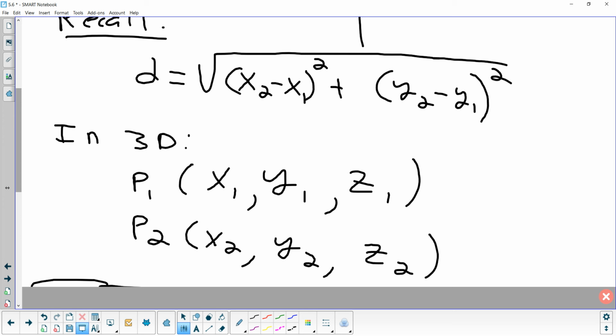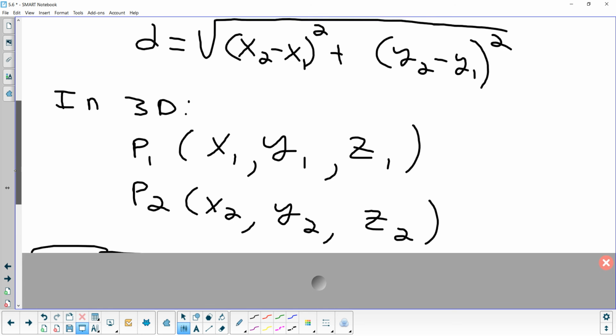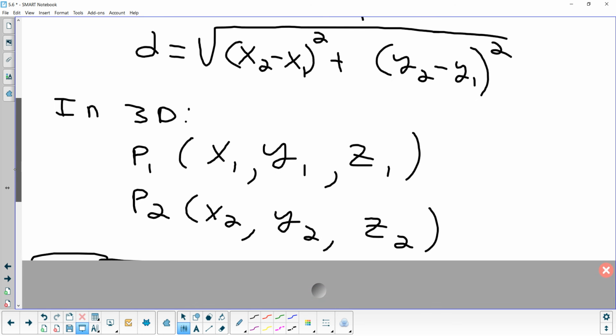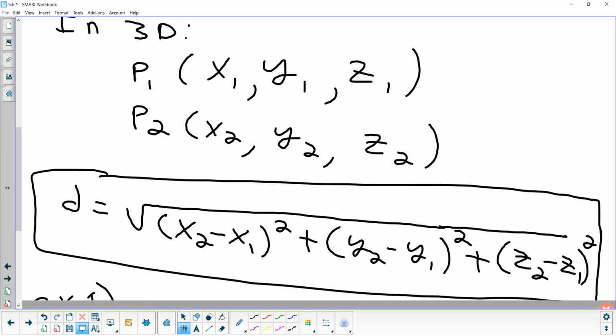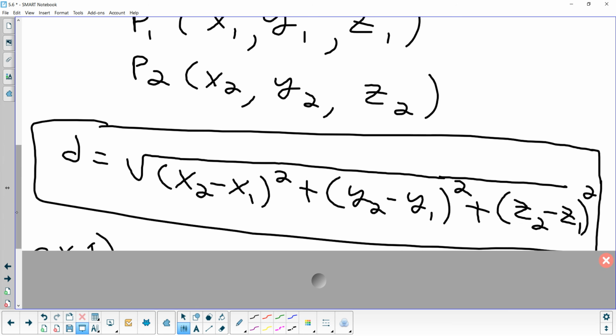Anyone think they see what you're going to have? Yep, it is z2 minus z1, one more thing, squared. All right, so in 2D, it's the difference in the x's squared plus the difference in the y's squared. And then in 3D, you add the difference of the z's squared. And that's pretty much how all the formulas that we're going to do today work. You just have to take the 2D version and make a small extension on the end of it, and that makes it the 3D version.